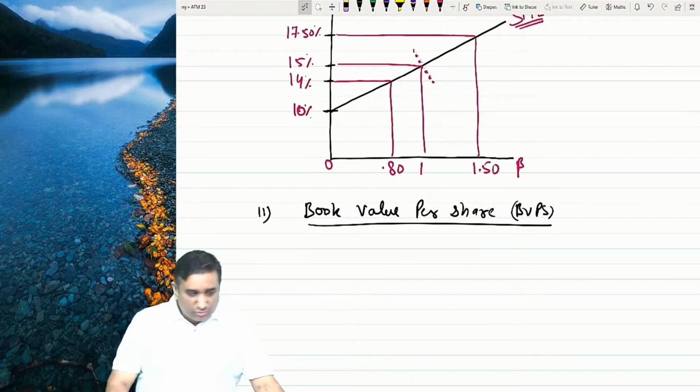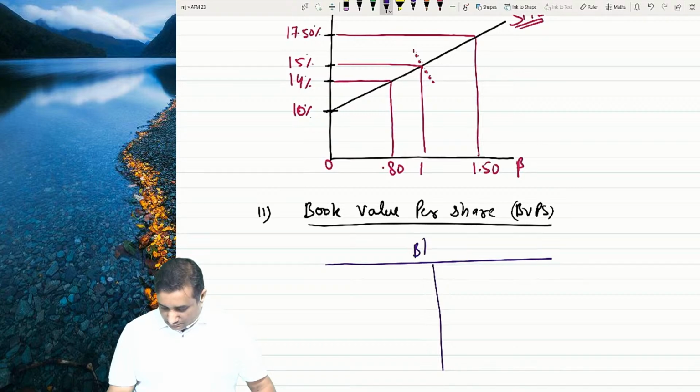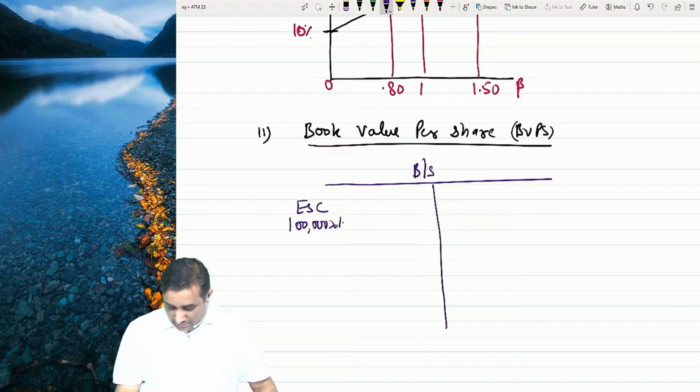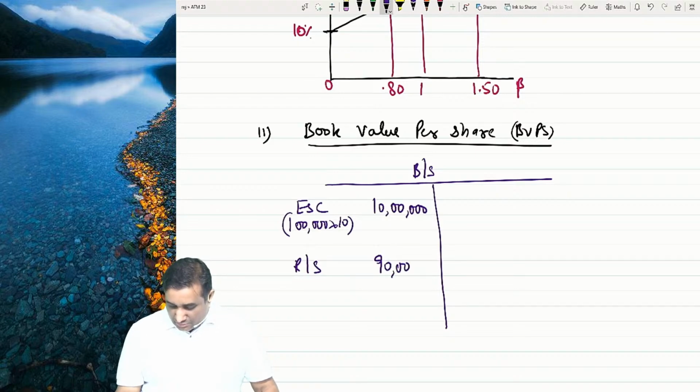To help you understand book value per share, let me draw a small balance sheet. Equity share capital, let's suppose 1 lakh shares. We started with 10 rupees face value. This will be 10 lakh. Over the years, this business has generated reserves and surplus of 90 lakh.